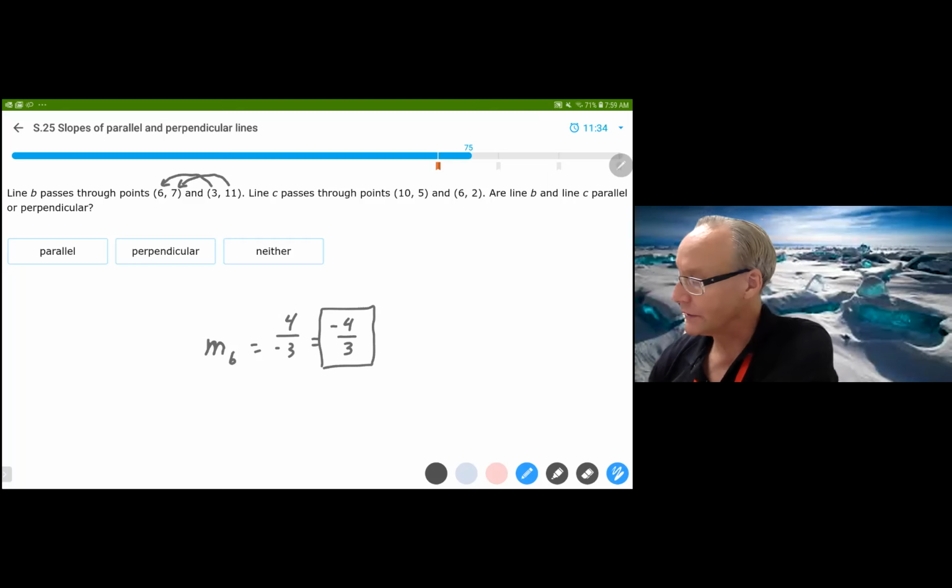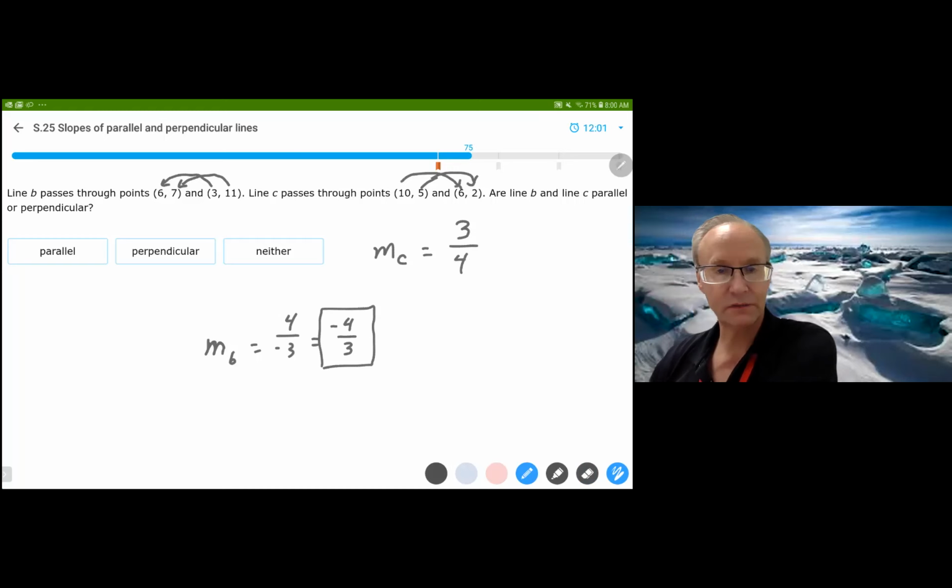Okay. Now we're going to do the slope of line C. I'll put it up here. And I'm going to take 2 minus 5. Notice I would usually do the arrow in the other direction. And in fact, you know what? I am going to do it in the other direction. It doesn't matter which way you go. You just have to make sure the arrows are going in the same way. And the reason I'm going to do 5 minus 2 is because it's going to be a positive, isn't it? And then 10 minus 6 is going to be also a positive, which is going to be 4. So it's going to be 3 over 4.